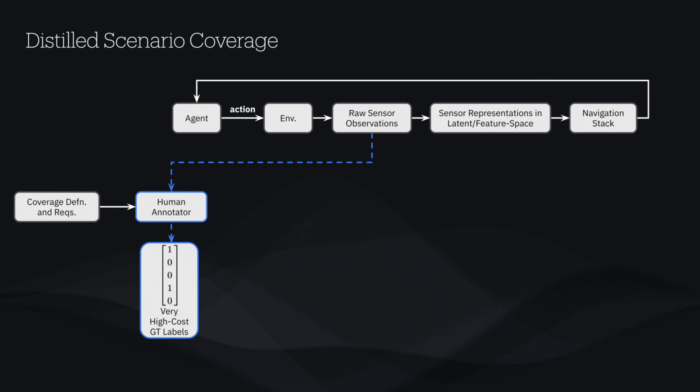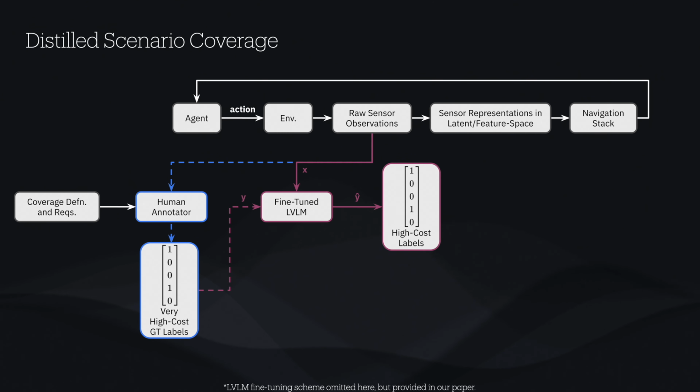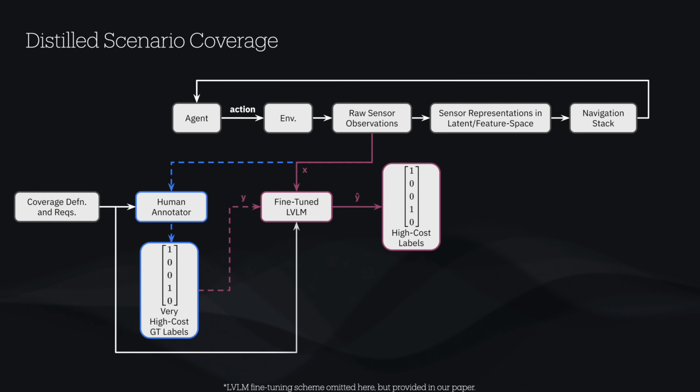So what we can then propose is, OK, instead of having a human do this, let's use a language model, right? So we can consume those same raw sensor observations, like camera, LiDAR, et cetera, and we can fine-tune an LVLM, which consumes what we think the human might do and learns from the same coverage requirements and definitions. Now, although this is cheaper, it's still quite costly. I'm going to be skipping here on how we fine-tune the LVLM for the sake of time.